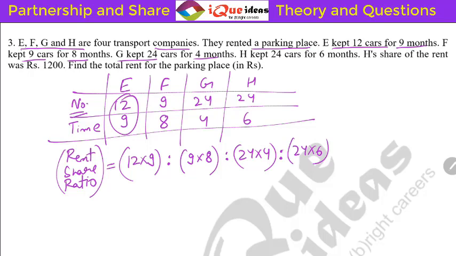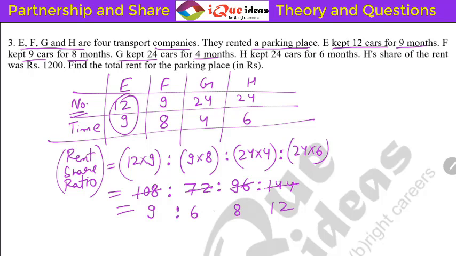2 cancels all the numbers. 6 cancels all. But first, let's do one thing. 12 9s is 108, 12 6s is 72, 12 8s is 96, 12 12s is 144. Now you can see all of them are divisible by 12. So 12 times 9 is 108, 12 times 6 is 72, 12 times 8 is 96 and 12 times 12 is 144. So it is 9 is to 6 is to 8 is to 12.